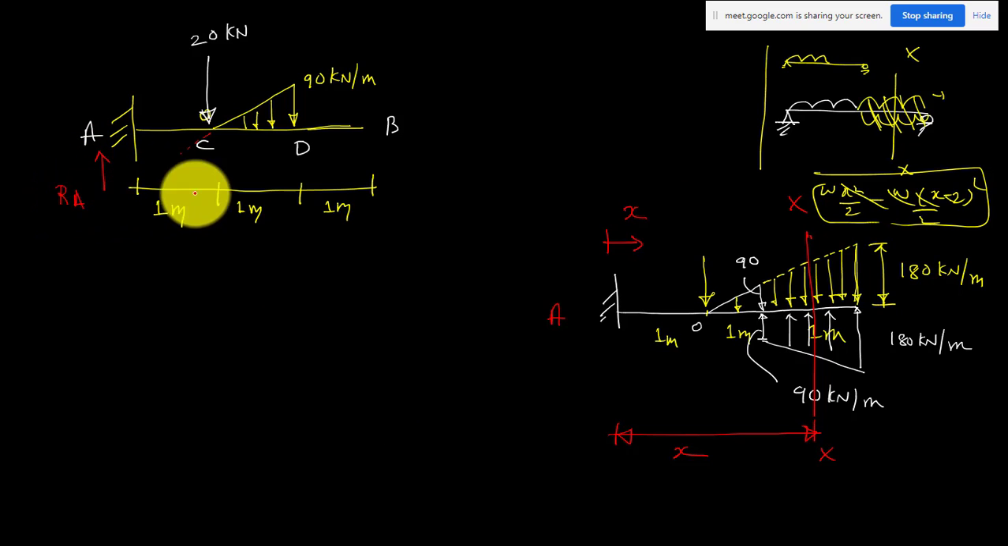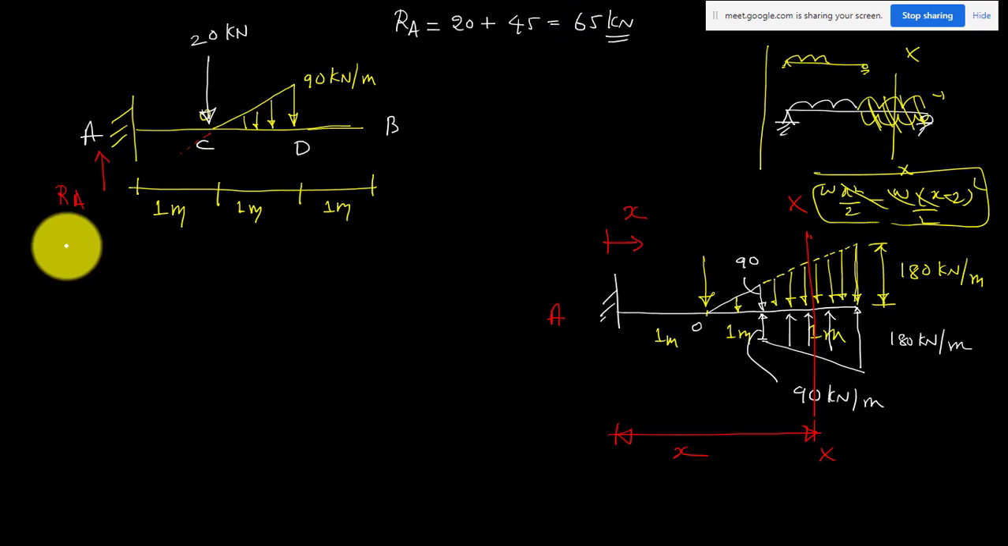So you should be able to find out RA. RA will be the total load. Whatever is the total vertical load, that will be your RA. So RA will be equal to, in this case, 20 plus this load, half into 1 into 90. So that is 45. So 20 plus 45 is 65. That is your value of RA.